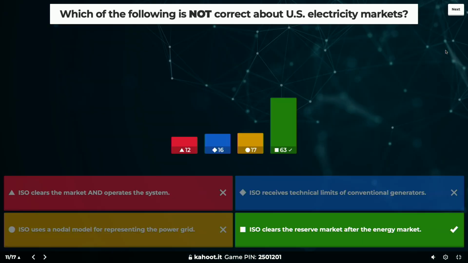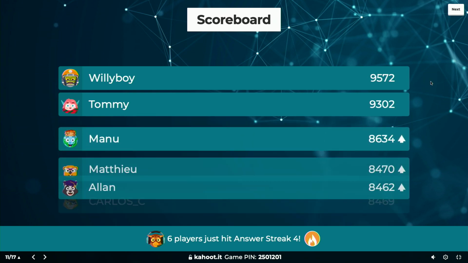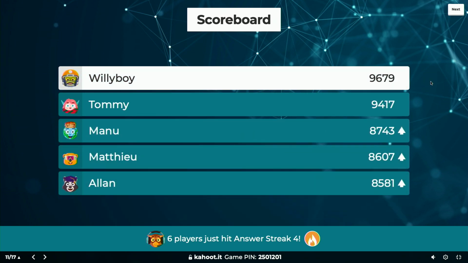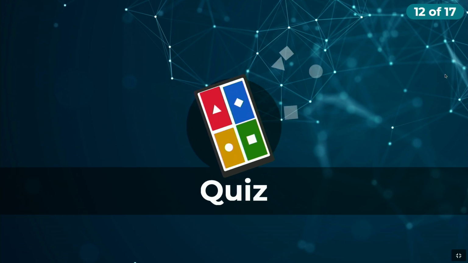Very well. The wrong statement is the green one. Remember, the ISO clears energy and reserve markets together, jointly. But the rest of the statements are correct. Very good job, Willy Boy. Quiz 12.